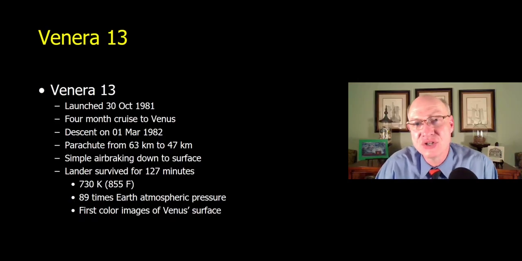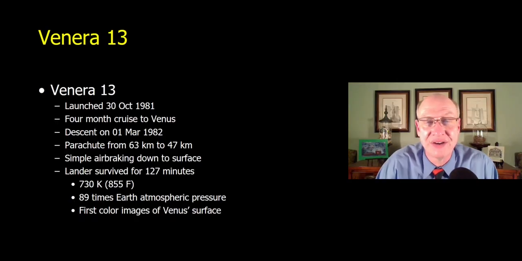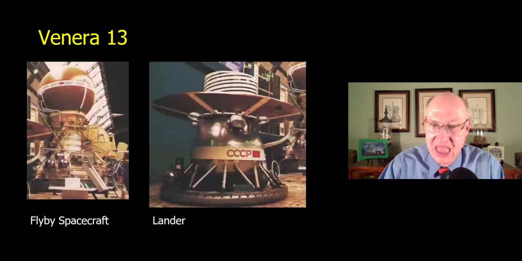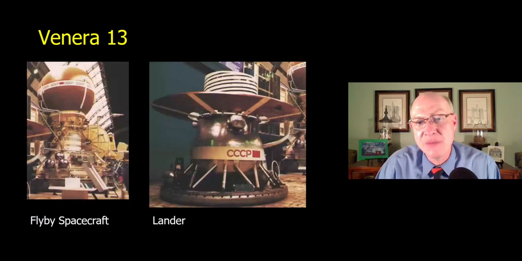And then the lander survived on the surface for just a little bit longer than 2 hours. It was able to measure the temperature at the surface where it landed. It was 855 degrees Fahrenheit, or about 730 Kelvin. And the atmospheric pressure, as expected, was 89 times the Earth's atmospheric pressure. That means that this spacecraft had to be specially designed to survive those intense pressures.